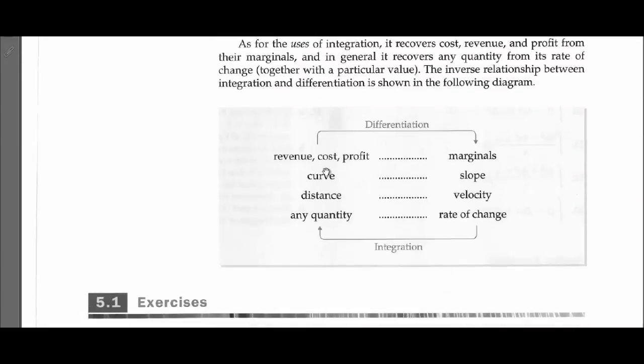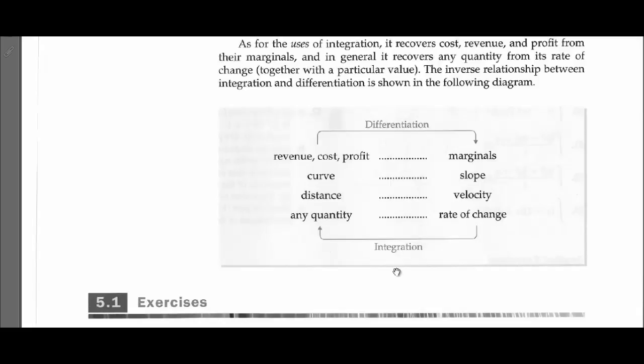If I give you the revenue, the cost, or the profit, and I want you to find the marginal revenue, the marginal cost, or the marginal profit, you would take the derivative, right? If I give you a curve or a function and I want you to find the slope of the tangent line, you would take the derivative. If I give you the distance or displacement and ask you to find the velocity, you would take the derivative. Any quantity that you have and you want to find the rate of change, you have to take the derivative. If you want to go backwards, you have to take the integral.